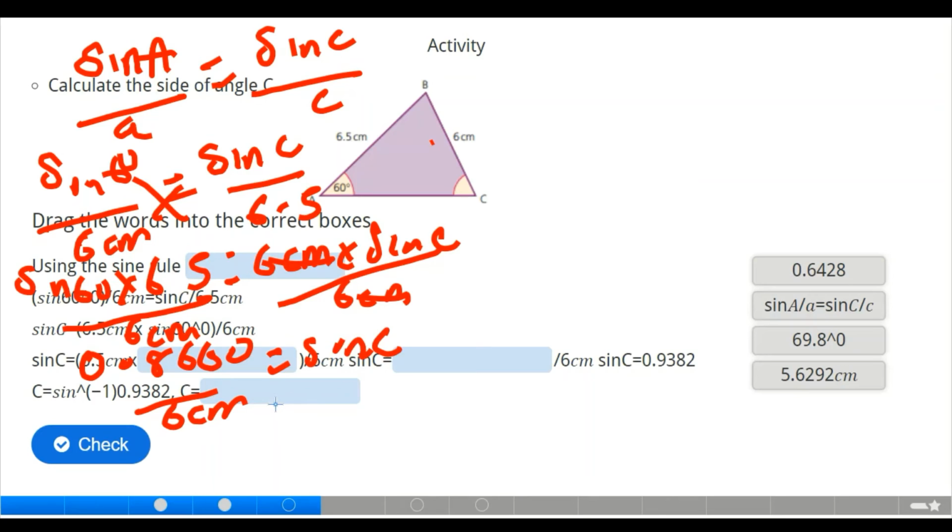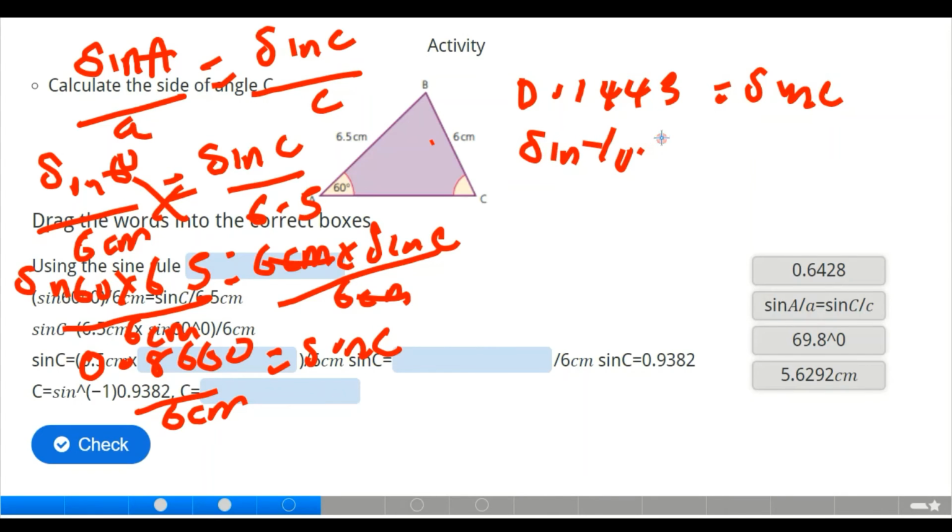Okay, so if we have that, we have 0.1443 equals sine C. Since we want to get C, we find the arc sine. So we have arc sine of 0.1443 equals C.